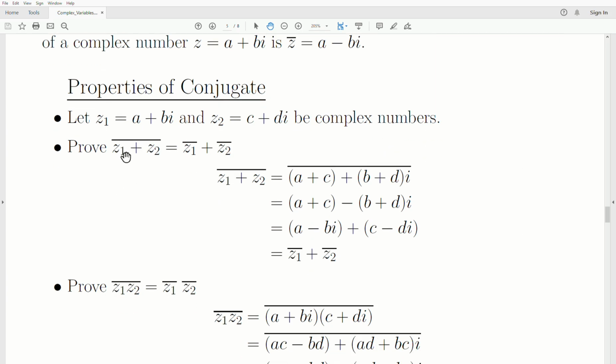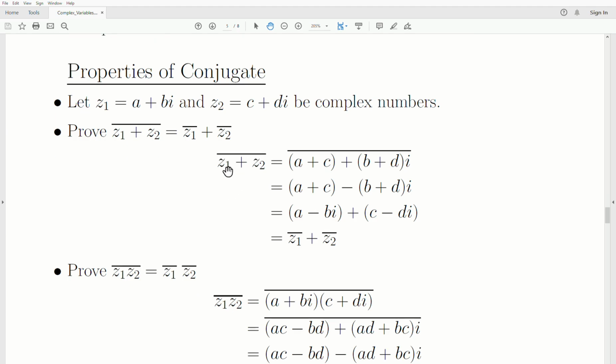Now let's prove that the complex conjugate of z1 plus z2 is equal to the sum of the complex conjugates. So let's look at that. z1 plus z2 conjugate. Let's first of all add the complex numbers. So you add the real components, add the imaginary components, take its conjugate, which means change the sign, and then we're going to rearrange the bi. We're going to move it to the a and then the di. Well, those are the complex conjugates of z1 and z2 respectively, and that's what we wanted to show.